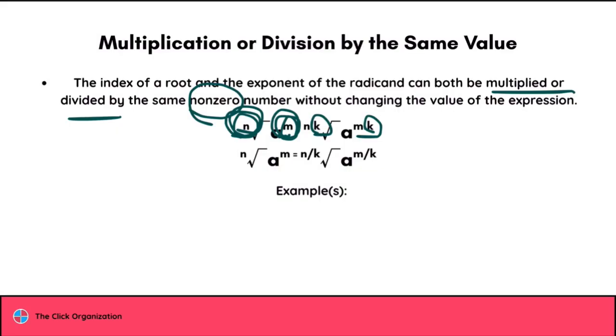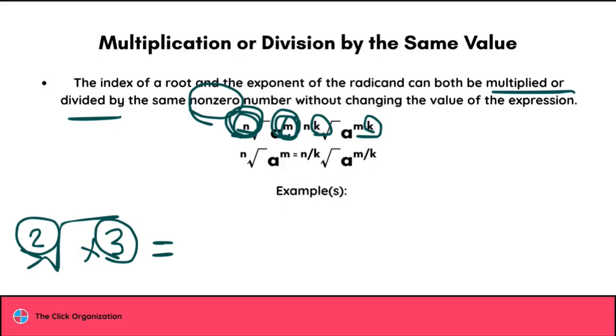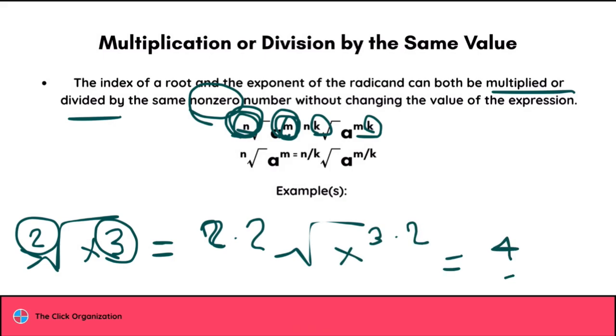Let's do an example. Okay, for example, I've got the second root of x to the power of 3. Let's multiply both the degree and the power of my radicand by 2. So 2 times the second root of x to the power of 3 times 2. It is going to be the fourth root of x to the power of 6.